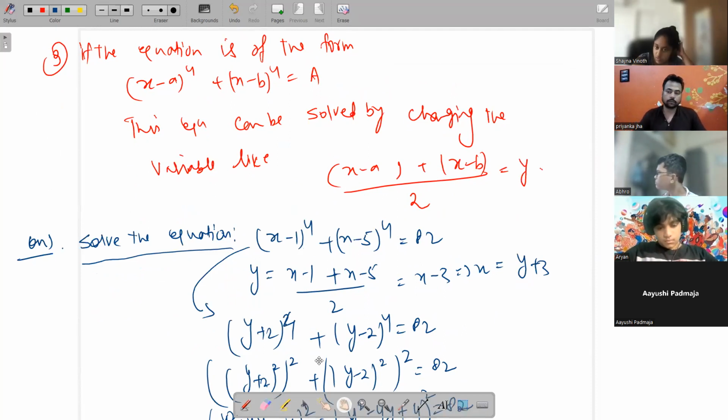So x is 4 or 2, right? Yes. Could you scroll up to?